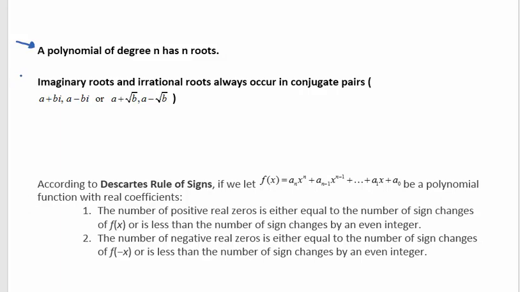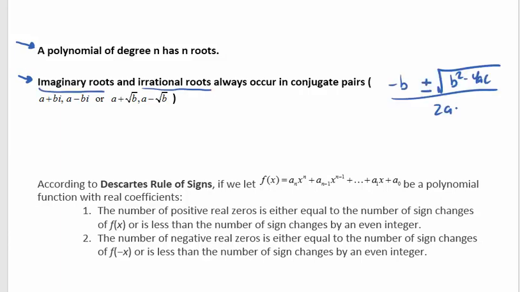If we have one imaginary or irrational root, we always get a second one. The reason these always occur in conjugate pairs is that if we're going to come up with an imaginary root or an irrational root, we're always going to be using the quadratic formula to do so.